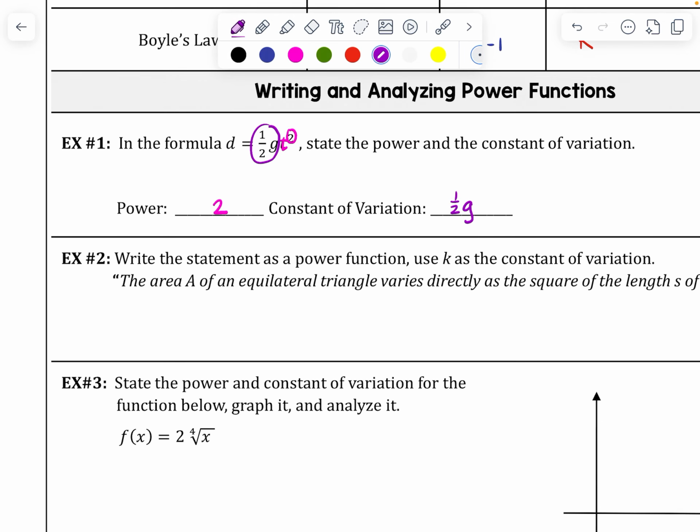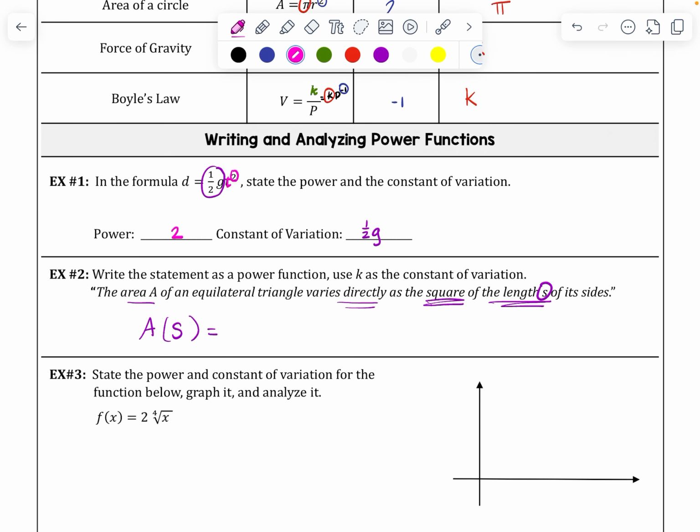For example, number 2, it says, write the statement as a power function. Use k as the constant of variation. It says the area A of an equilateral triangle varies directly as the square of the length s. So we're going to say the area in terms of s, or A of s, equals, and because it says varies directly, we know this means multiply. So we're going to multiply some constant, it could even be 1, times s squared.